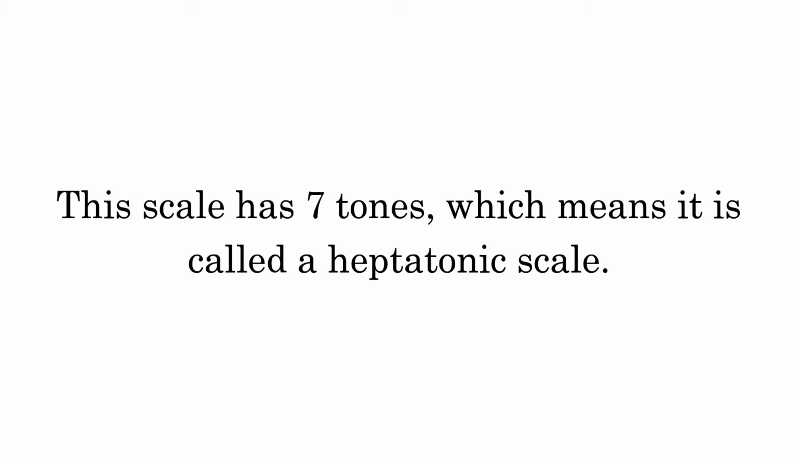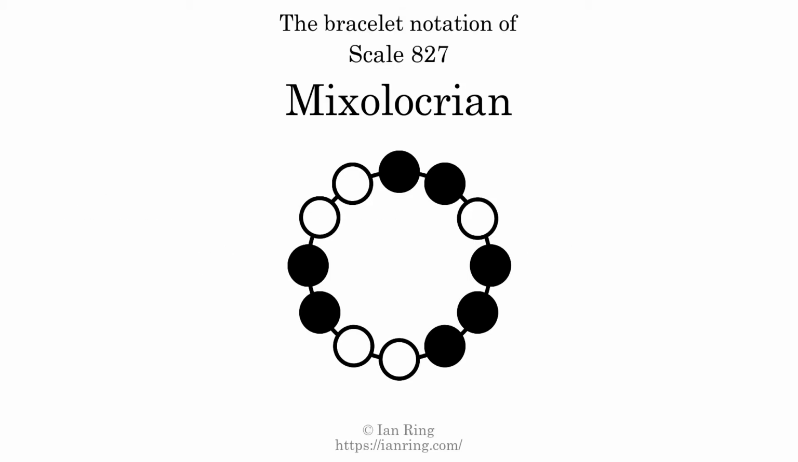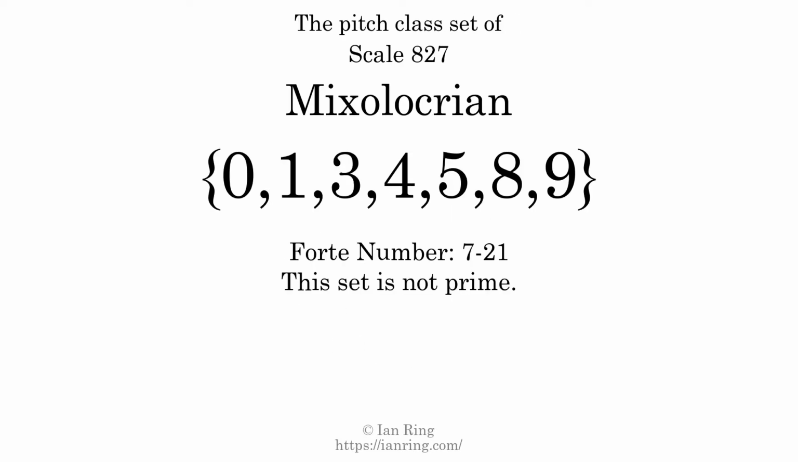This scale has 7 tones, which means it is called a heptatonic scale. This is a bracelet notation diagram of scale 827. The shaded circles represent tones that appear in the scale, and they are read clockwise, starting at the top. The pitch class set for this scale is 0, 1, 3, 4, 5, 8, 9.